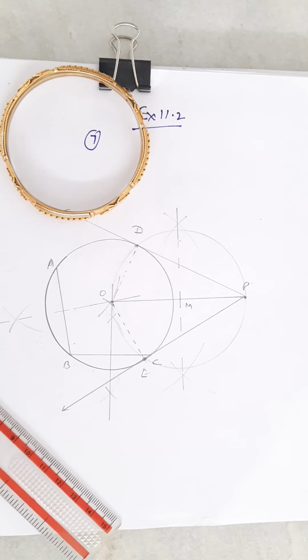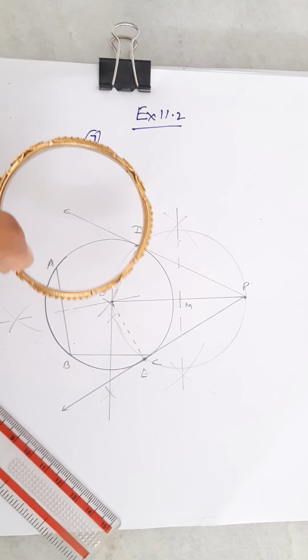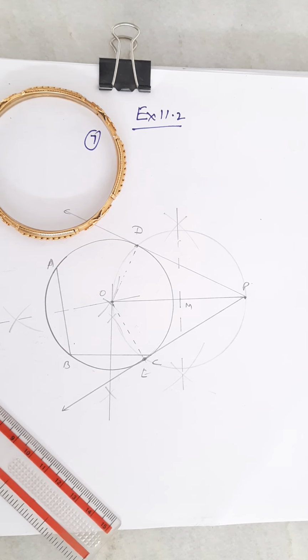Please draw this diagram also for the practice. You can take a bangle or you can take any circular object to make the circle.